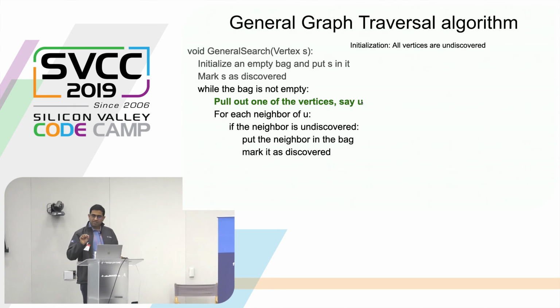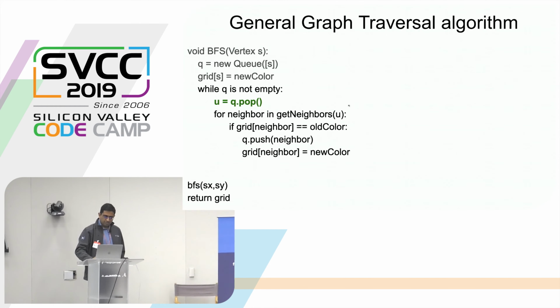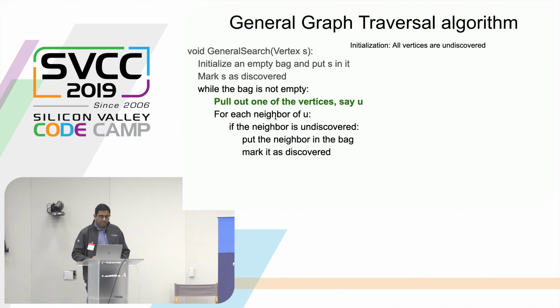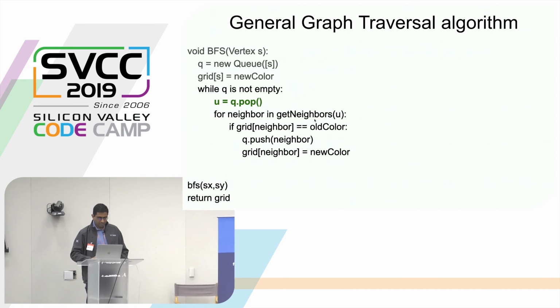And because we are doing BFS, there is a well-defined policy for which vertex is going to be pulled out next. It's dictated by the fact that the collection is a queue, which means the first vertex that went into the queue is going to be the one that's pulled out. So we pop that vertex from the queue, and then we look at all the direct neighbors of U. So we iterate over all the neighbors of U.